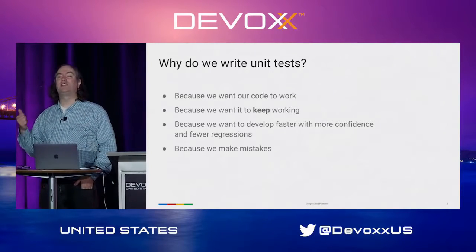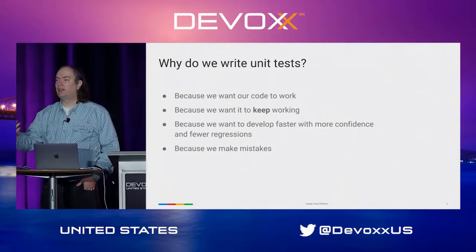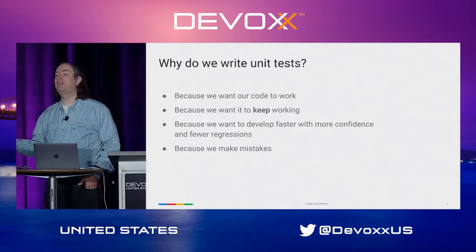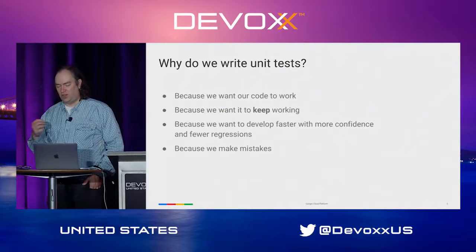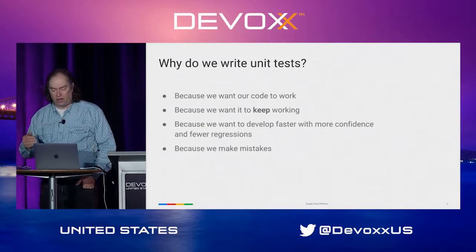We also write tests because we want the code to keep working. Very many times when I make a change, when I send out a pull request, a test I wasn't even thinking of fails. So that keeps me from committing it. It keeps me from breaking the things that already work.